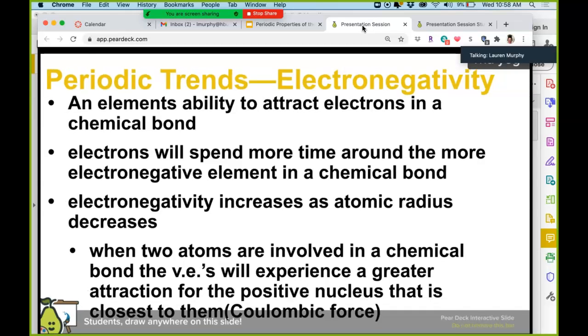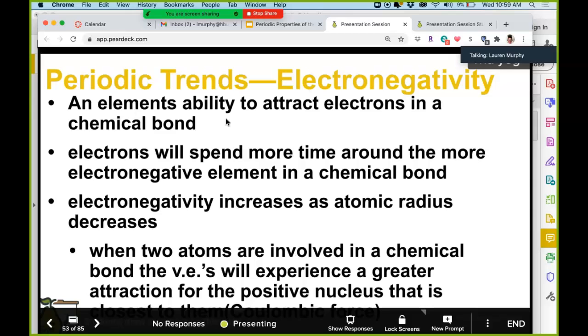All right, 2 more things and then I'm done. So periodic trends. So we're doing now electronegativity. Now be careful because we're also going to do something called electron affinity, and they're similar but actually different.